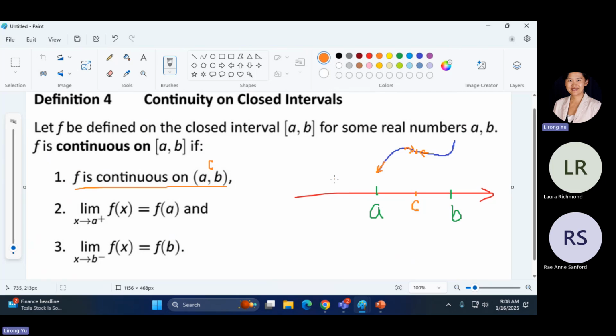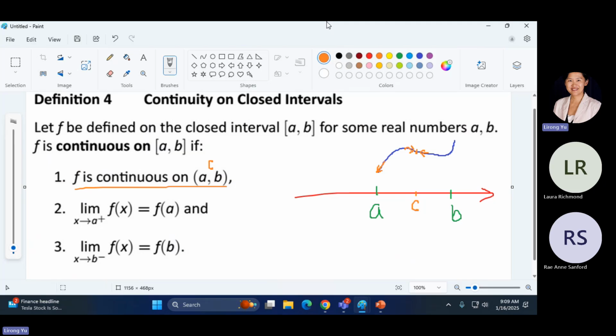And then B is the right endpoint. Therefore, you can only approach B from the left side. So at the right endpoint B, you will have a left limit. And at the left endpoint A, you will have a right limit, which equals the function value. So f of x at A has a right limit that equals f of A. F of x at B has a left limit that equals f of B. I hope I'm making sense of all three conditions when we talk about continuity.